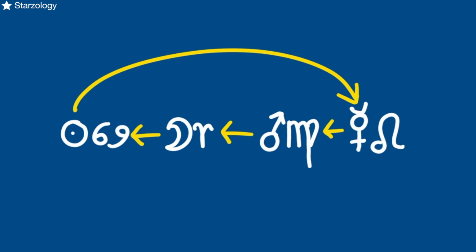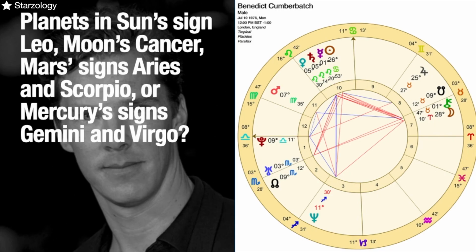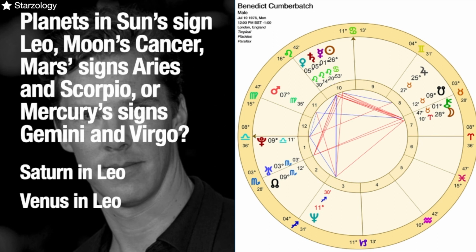Then we find out, are there planets within these signs? So, does he have planets in the sun sign of Leo, the moon sign of Cancer, Mars' sign Aries and Scorpio, or Mercury signs Gemini and Virgo? And yes, he has Saturn in Leo, Venus in Leo, and Uranus in Scorpio. So those 3 are going to go on the second line of our Dispositor tree.